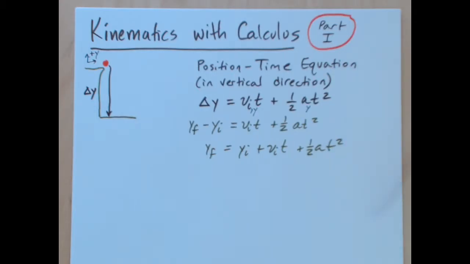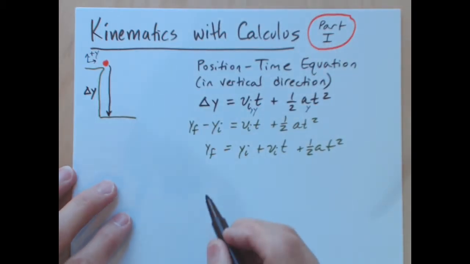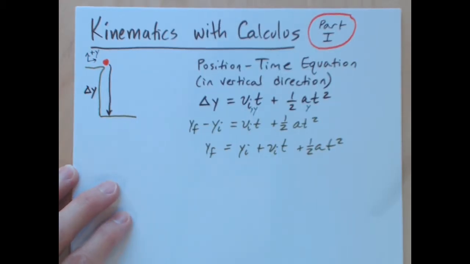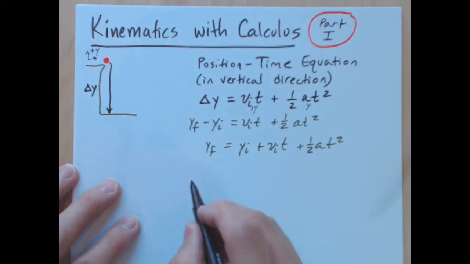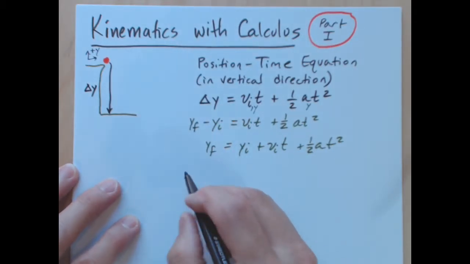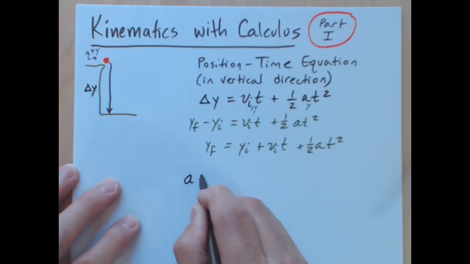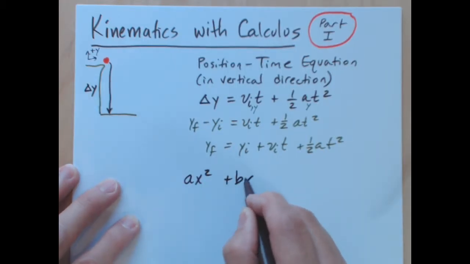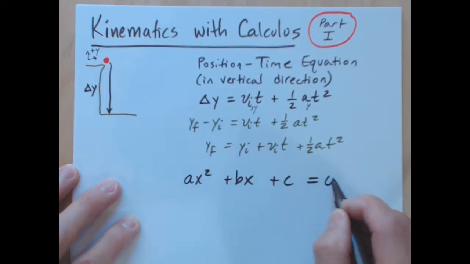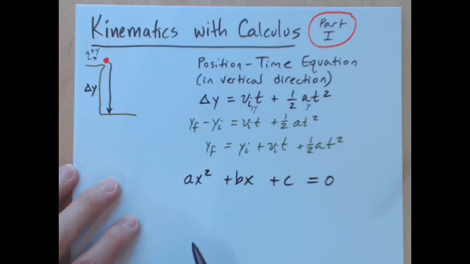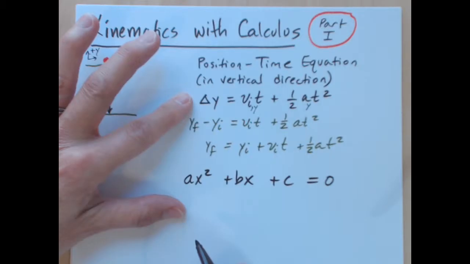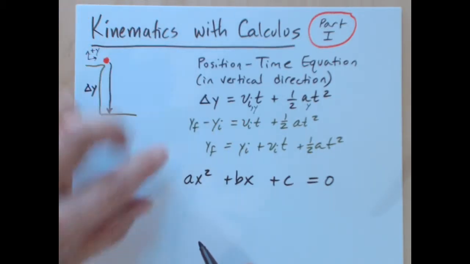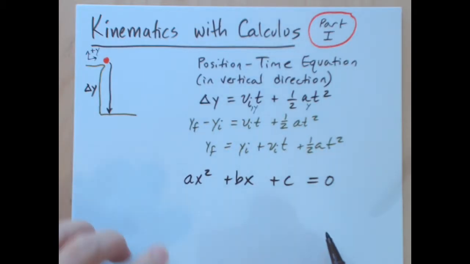Now what we want to do is get this equation worked around so that it looks like a quadratic equation, because once we have a quadratic equation, we can think of it as a position time function that we can differentiate. Let's remind ourselves that a quadratic equation looks like ax squared plus bx plus c equals 0. I'm going to take each of these pieces of this kinematic equation for position time and make it correspond to the parts of this quadratic equation.